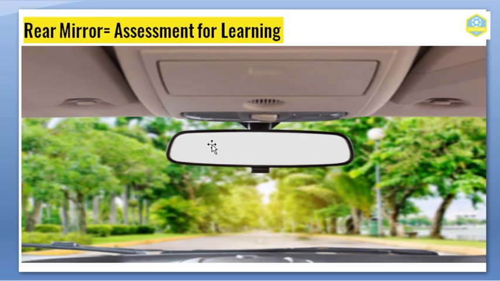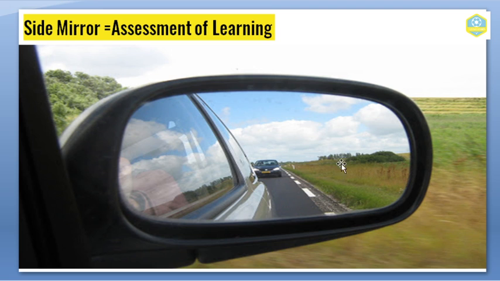If I stop using the rear mirror, it will be hard to reach a certain destination. But this assessment of learning, the side mirror, helps me see whether this is the right direction. It gives me the reflection of what I have achieved. The rear mirror is tracking my performance. The side mirror is leading me towards the destination. Friends, this is the difference between assessment of learning and assessment for learning.